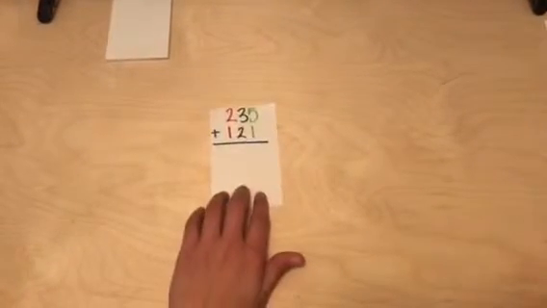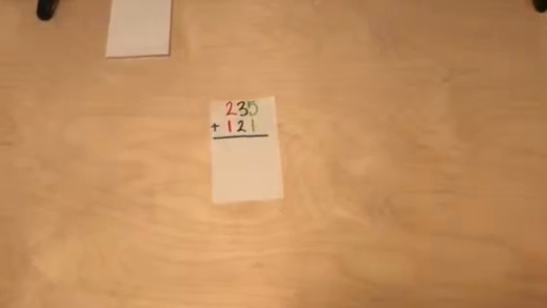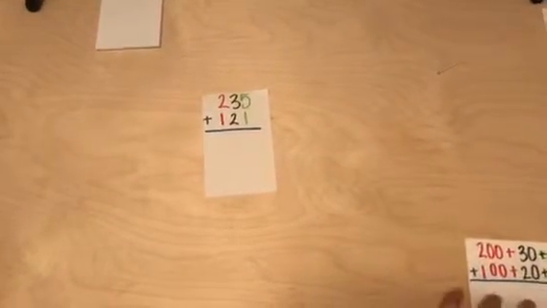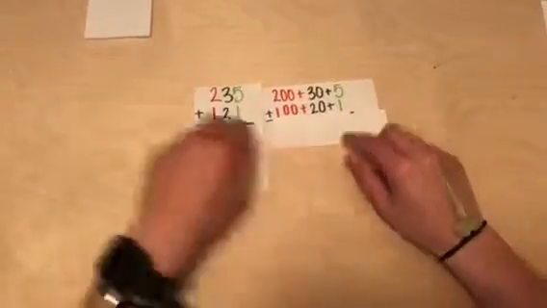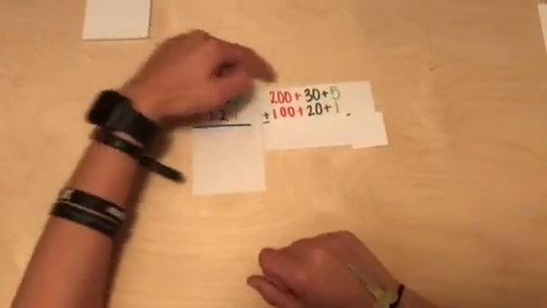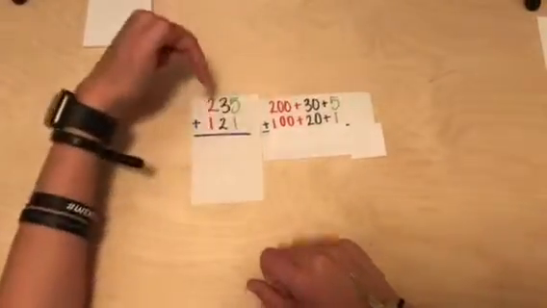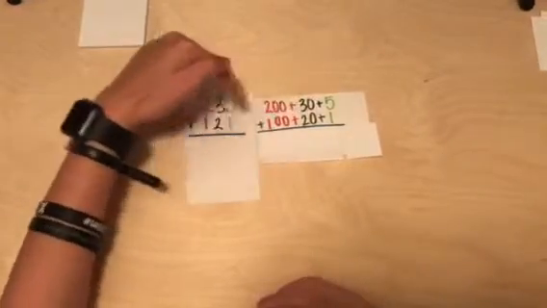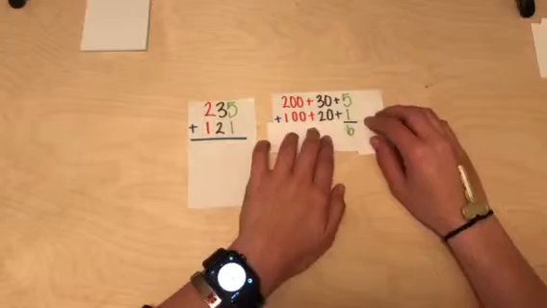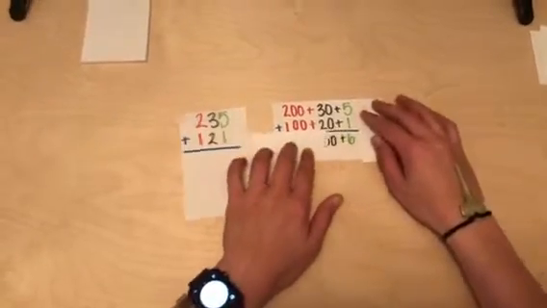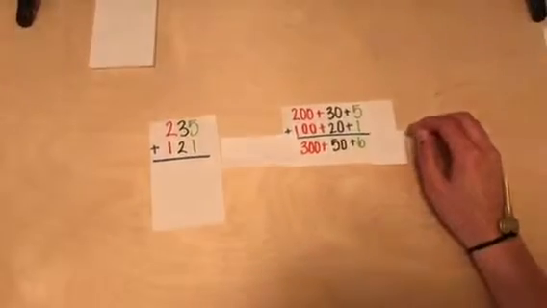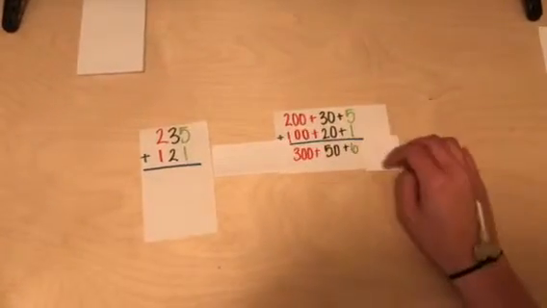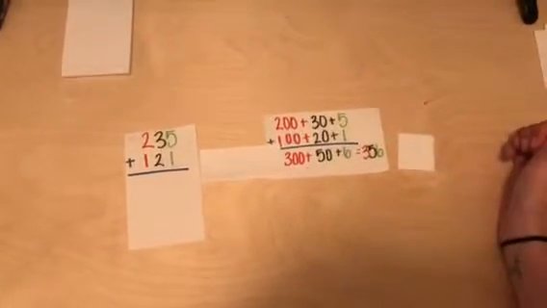Our first one is 235 plus 121. Your expanded form should look like this. You have 200 plus 30 plus 5 and 100 plus 20 plus 1. When you add your ones, you get 6. Add your tens, you get 50. And add your hundreds and you get 300. You add those all together, you end up with 356.